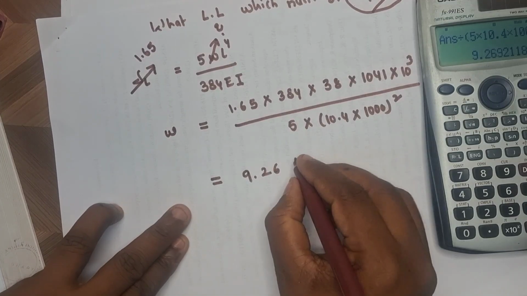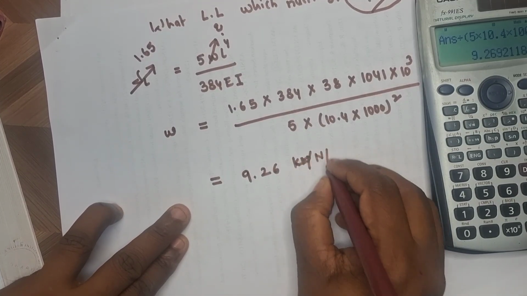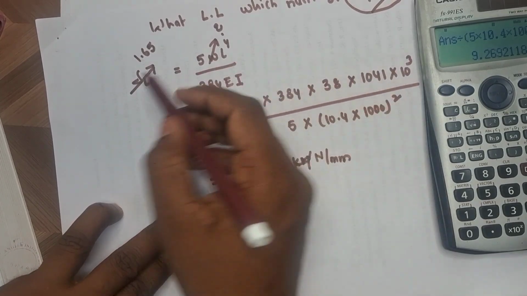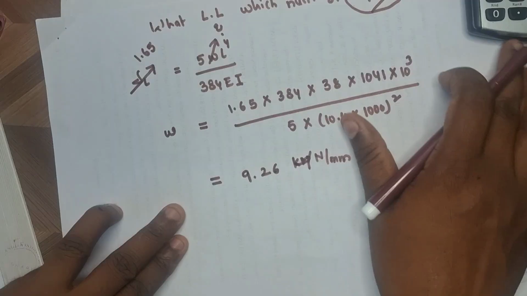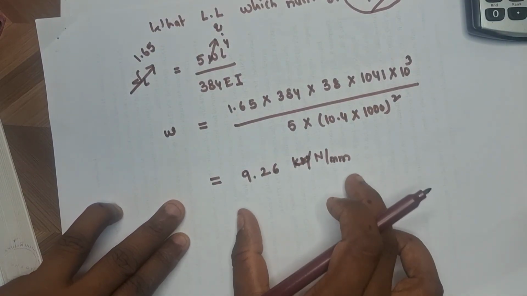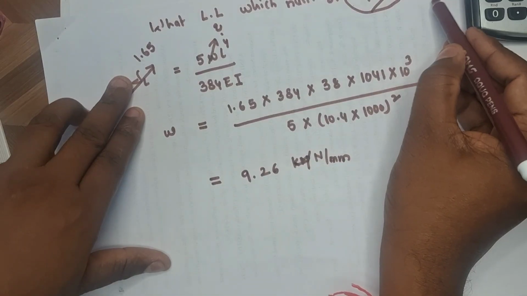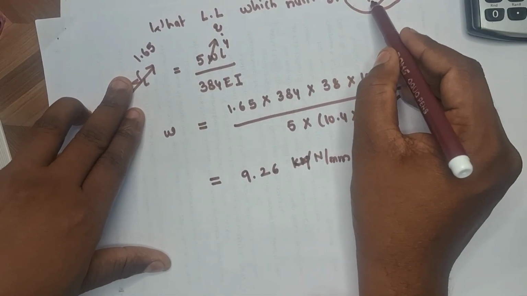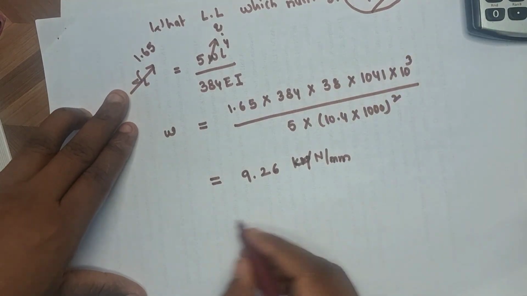We need this much of UDL to nullify the deflection of 1.65. This is the amount of live load we need to nullify the deflection of 1.65 caused by both prestressed force and load. Thank you.